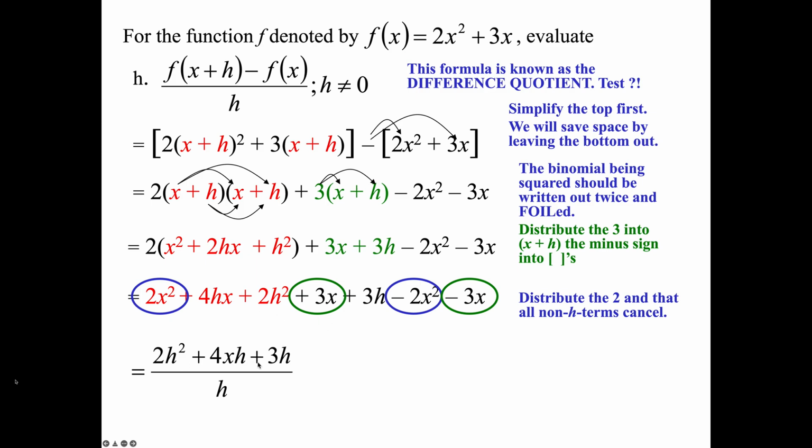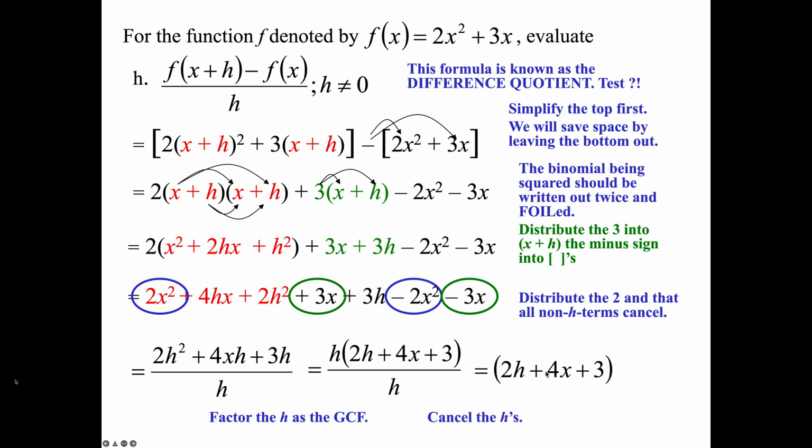Now that the top is all completely simplified, now I bring my denominator of h back in. And notice that all 3 terms have an h in it, so I can factor an h out of the top as a GCF. So 1h from the h squared comes out front. That leaves me 2h. This h is divided out front. This h is divided out front. And now that that GCF of h is out front, this h and this h, they can cancel out. And you're left with 2h plus 4x plus 3. That is the answer to the difference quotient.